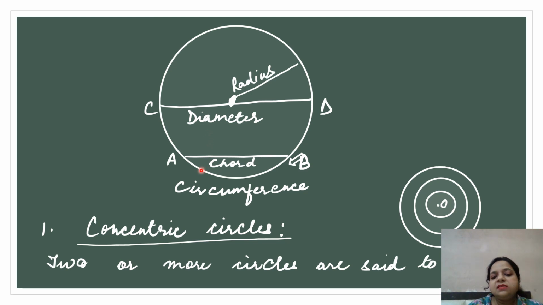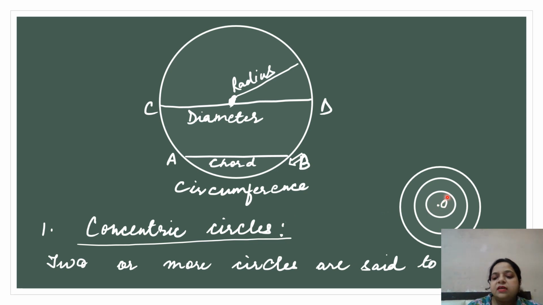This is a chord which joins two points on the circumference, and this is the circumference of the circle, children. The whole line is the circumference. This is the radius, and this is also the radius, so the diameter is 2 times the radius, 2r.